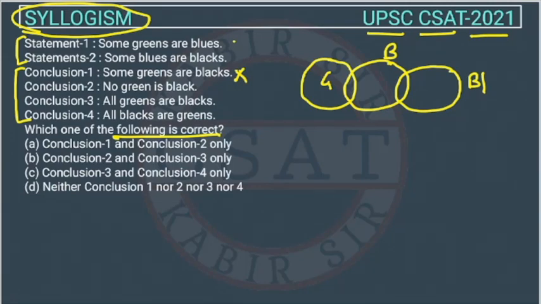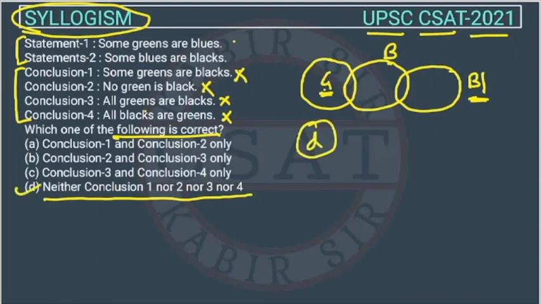No green is black. We don't have any relationship between them. This is not given, so we cannot draw this conclusion. All green are black. This is also not possible because the relationship between green and black is not given. All black are green. This is also not possible, right? So the answer is neither conclusion first, nor second, nor third, nor fourth, right? So option D is the correct answer choice.